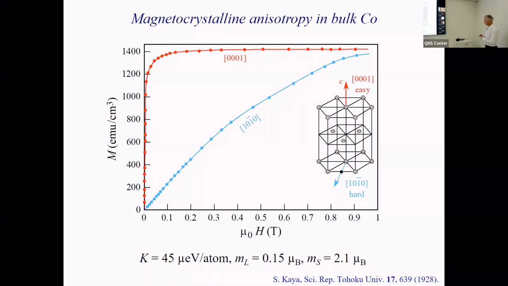So just to show you how this was done. In principle, you have a cobalt sample, which is HCP from the crystalline structure.